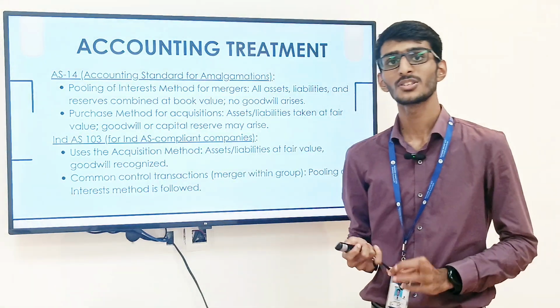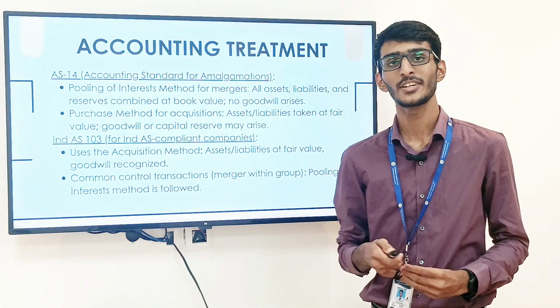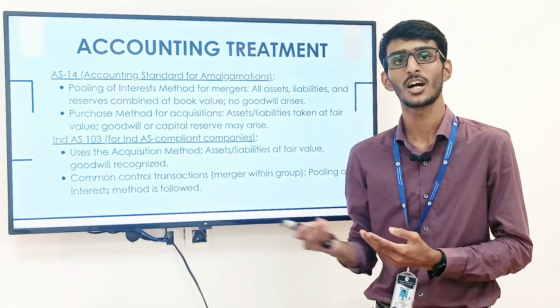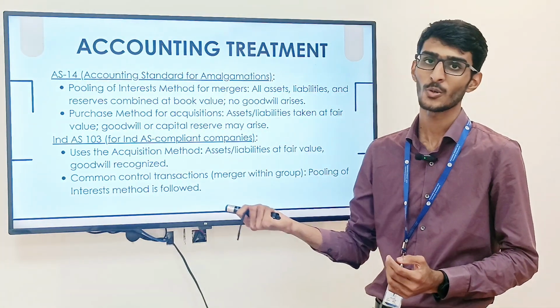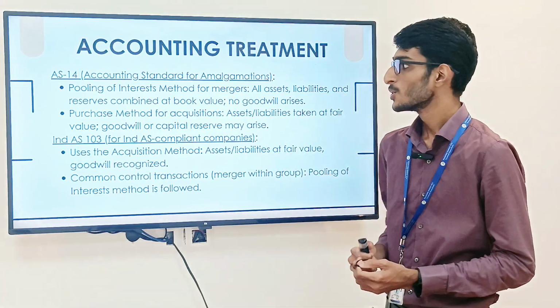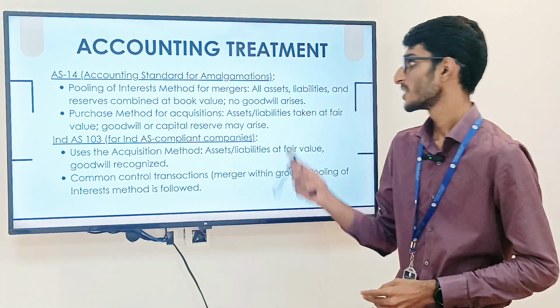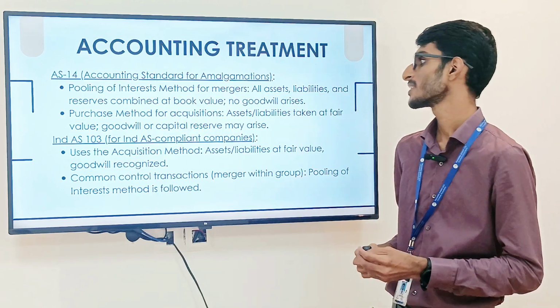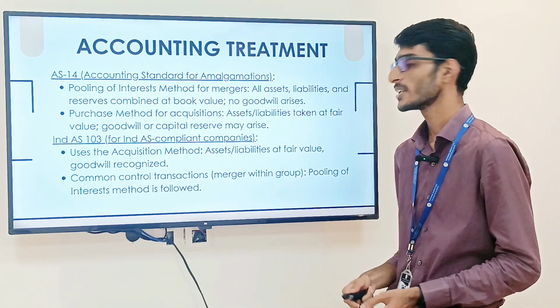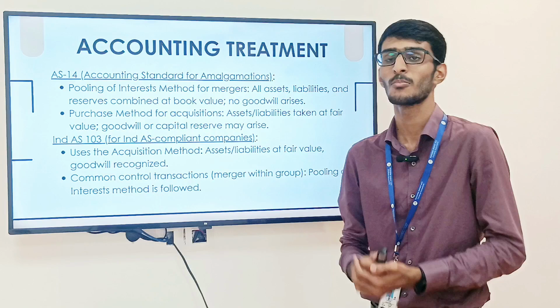So now as the process of the merger has taken place, now we need to know how are we going to show this in our books. So here we will be looking at it from the accounting standard point of view and the Ind AS point of view. So from the accounting standard point of view, there are two methods. There is the pooling of interest method, wherein all the assets, liabilities and the reserves are taken at book value and there is no goodwill which arises as it is taken in the book value.